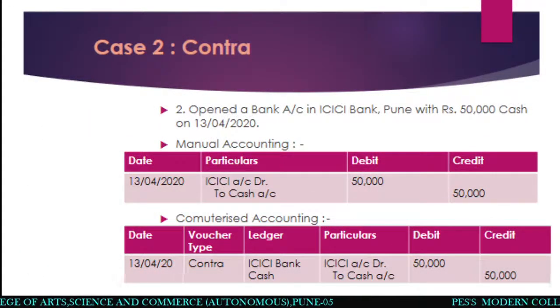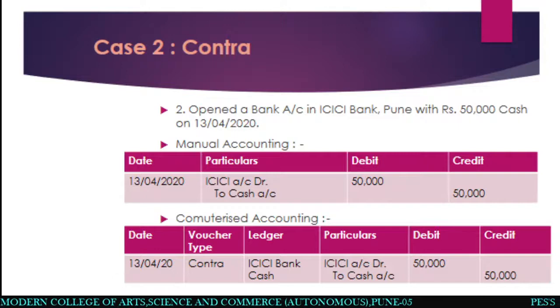As we know, when we go ahead with Tally, we have to create ledgers first, right? So how many ledgers do we have to create? My transaction entry is ICICI Bank account debited to cash account. So how many ledgers do we have to create? One is cash and one is the ICICI Bank account.